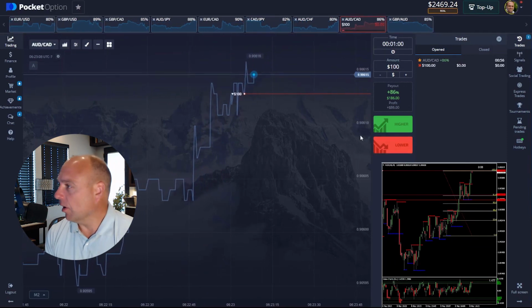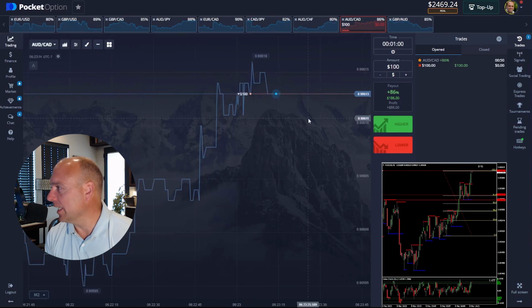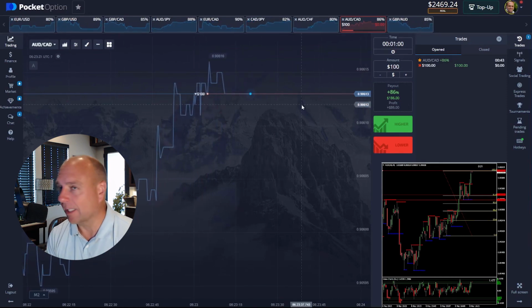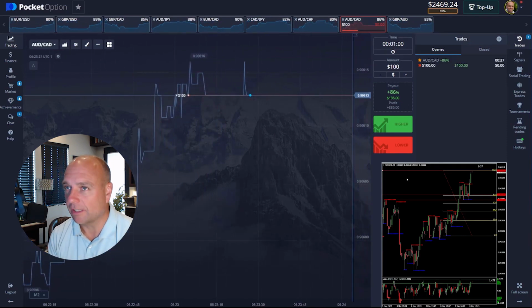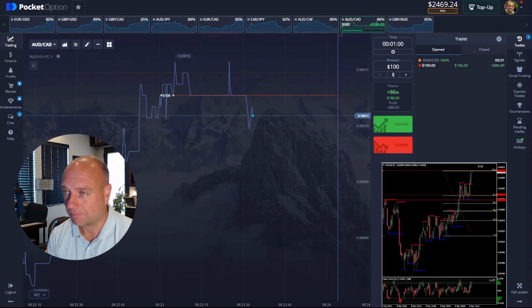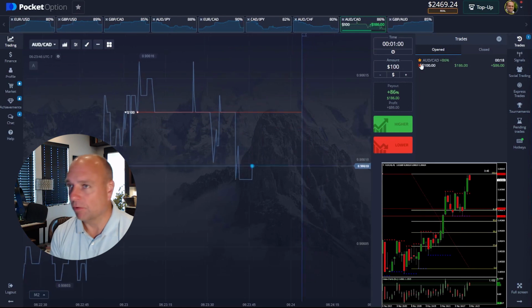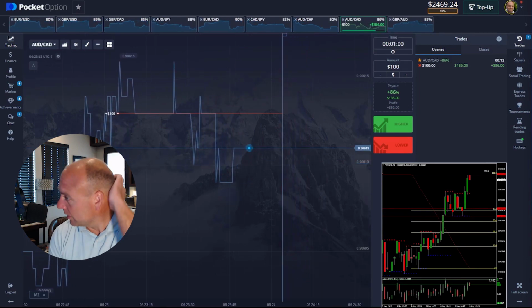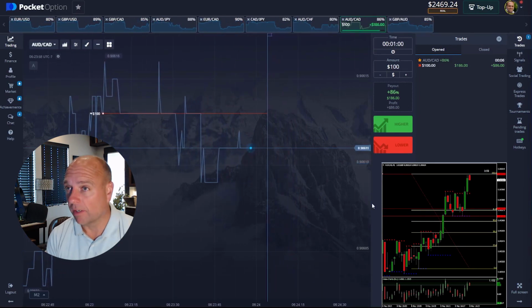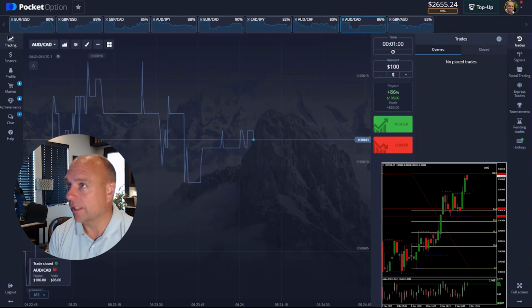Let's see how we can finish with Aussie CAD. We do take it at actually a 15 minute level that I had marked out previously. It comes off that level pretty nicely. It looks better on the MT4 than it does on my Pocket Option account. And we do end up getting the win there.